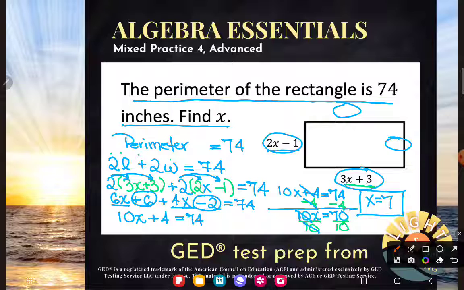Now, just to warn you, if they went on then to ask me what is my width, what is my length, well, then I'd have to put those 7s in for x and see what happens. But they didn't. That was nice. They just told me to find x. I found x. Check. I am done.